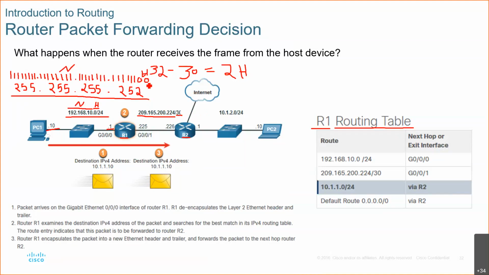So how many devices can you connect? 2 bits. That means 2 to the power of 2 minus 2 using the formula. That is equal to 4 minus 2. That means only 2 devices you can join in this network, and we have only 2 devices. See? This and this. You're connecting this gigabit Ethernet of router 1 to this gigabit Ethernet of router 2.